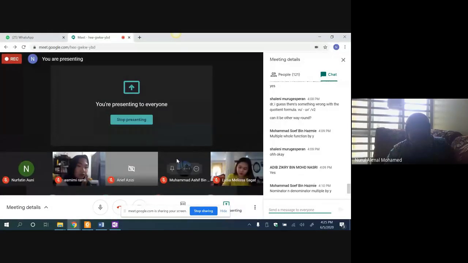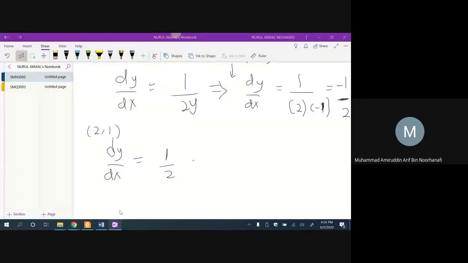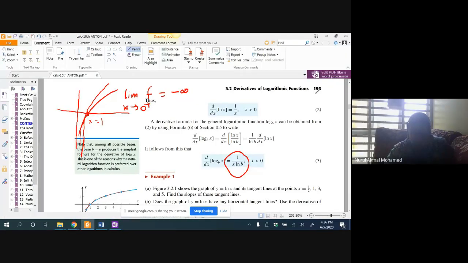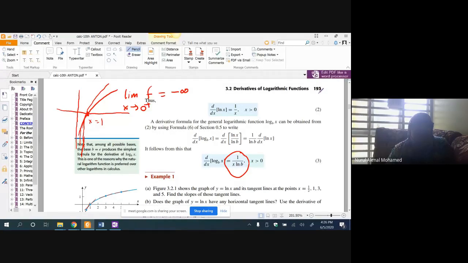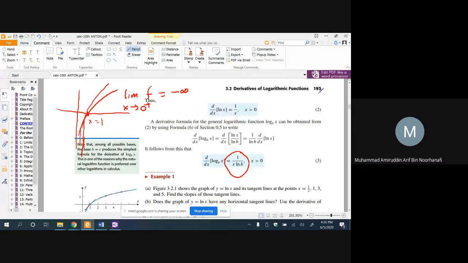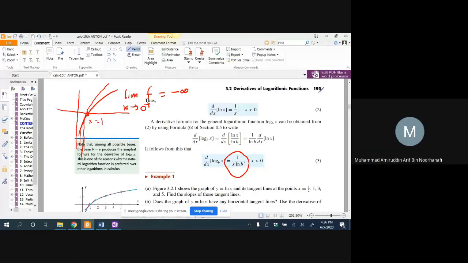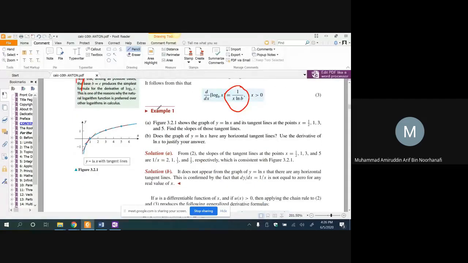Okay. Doctor, I would like to ask, what page is that, doctor? What page? 193. 193, because in the book that I've downloaded, the yellow cover. The yellow cover. 193. Okay.